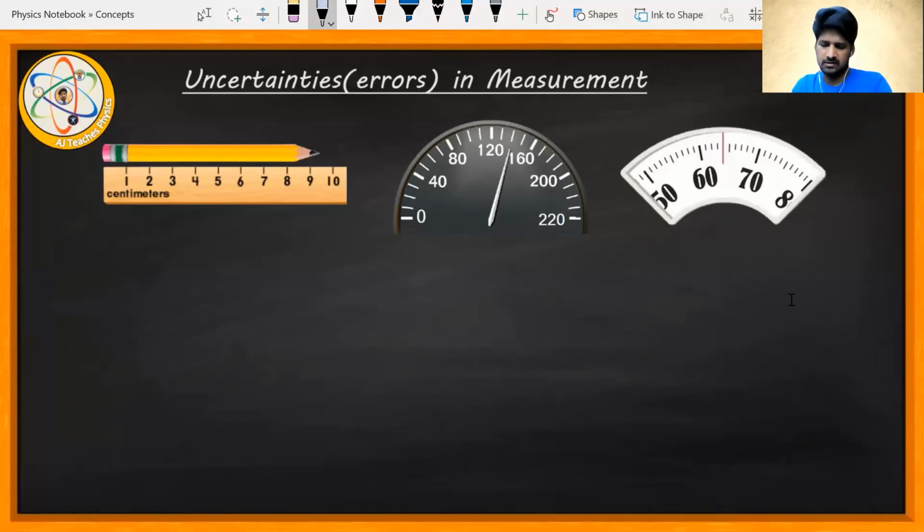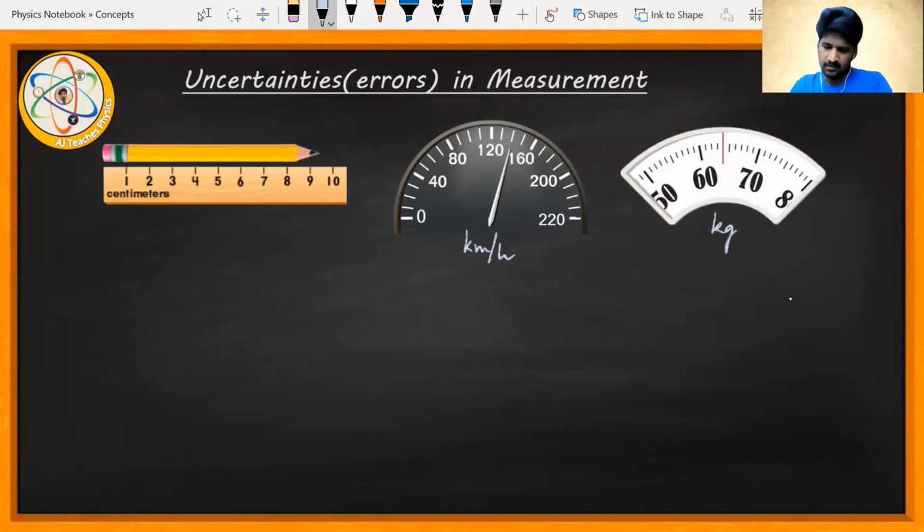The first is a scale, which is measuring the length of a pencil. The second one is a speedometer, showing the speed at a particular instant. Let's assume it's in kilometers per hour. And the third is a weighing scale, showing the weight of an object. Assume it is in kilograms.